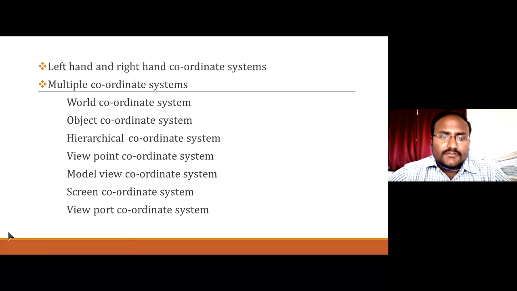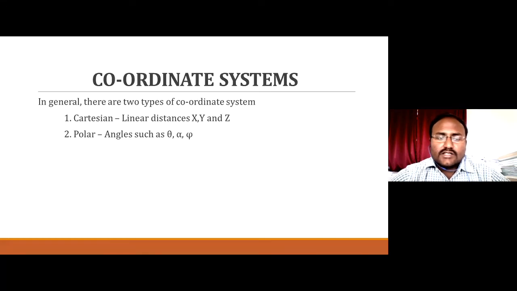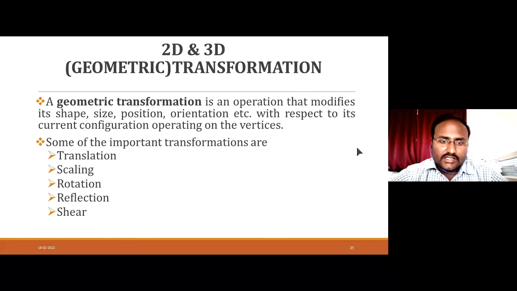Besides that, we also use left- and right-hand coordinate systems, as well as multiple coordinate systems. Multiple coordinate systems means we use object coordinates, hierarchical coordinates, viewpoint coordinates, model view coordinate system, screen coordinate system, and viewport coordinate systems. But normally we use Cartesian or polar coordinates only. Okay, so next is transformation. How you transform a 2D model into a 3D model is called transformation.